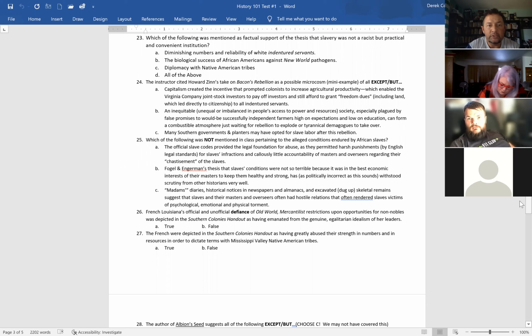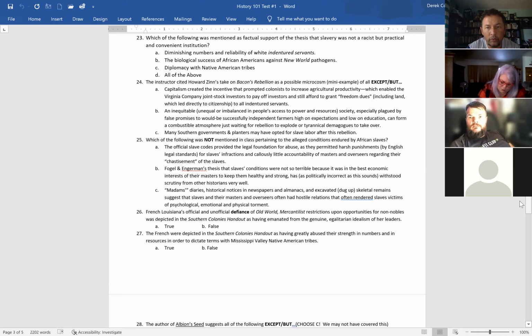Number 24, the instructor cited Howard Zinn's take on Bacon's Rebellion as a possible microcosm, or mini example, of all except or but the following. A, capitalism created the incentive that prompted colonists to increase agricultural productivity, which enabled the Virginia joint stock investors to pay off investors and still afford to grant freedom dues to all indentured servants. No, it did not go that well in Virginia, right? That was one of the reasons for the rebellion: a lot of indentured servants never received their freedom dues, never received their land and their supplies. And they became a disgruntled population that began squatting in the Piedmont region of Virginia. So the first one is false. And that's the one you're looking for, right?